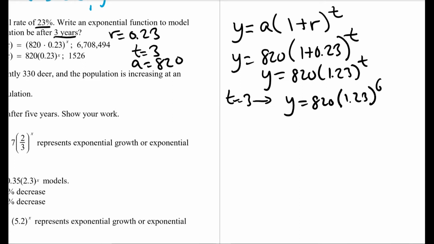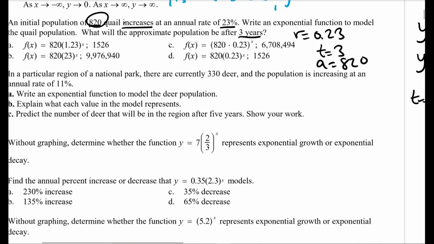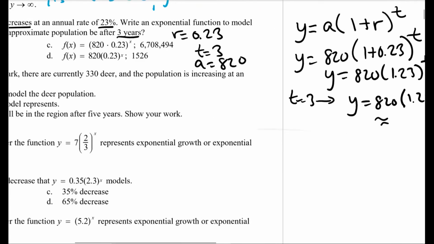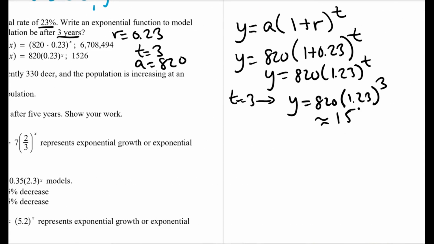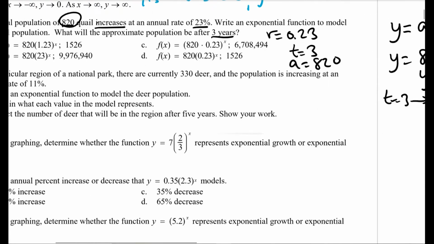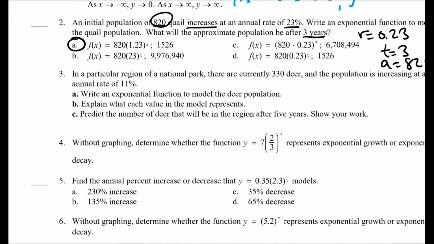So you're going to put it to the third power. All right, and if you plug that into the calculator, you're going to get 1,526 quail. So our answer is A.